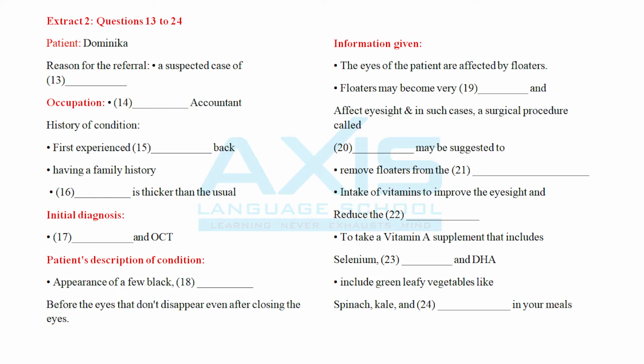Actually, I see a few black, thin, wavy structures floating before my eyes that don't disappear even after closing my eyes. What are they? Will it cause any serious problems to my eyesight? Not actually, they're called floaters. As we age, floaters develop to different extents.